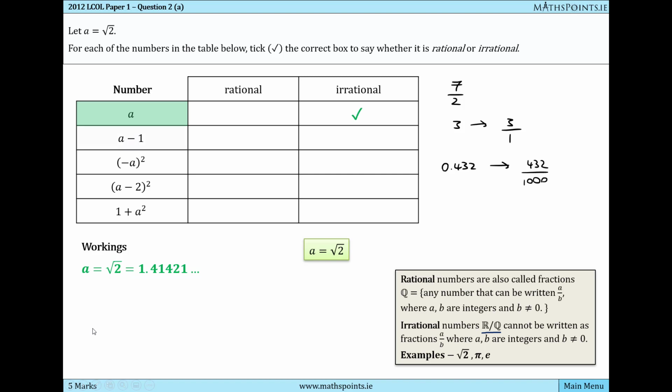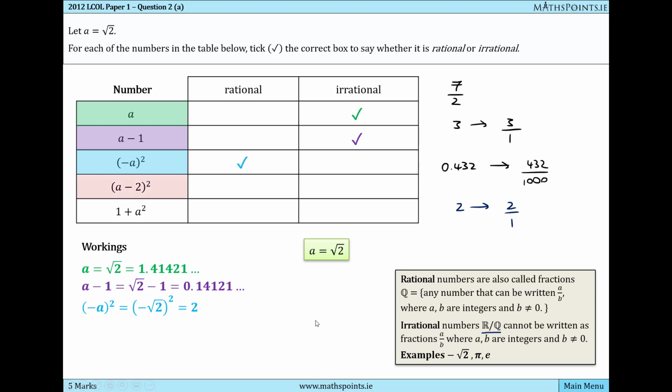A minus 1 is root 2 minus 1, and if you subtract 1 from an irrational number, you're still going to have an irrational number. Minus a squared is going to be minus root 2 squared. Now when we square a surd, we get the number underneath that surd. So minus by minus is a plus, and root 2 by root 2 is 2. And so we get a real number. As we said before, 2 can be written as 2 over 1, which is a rational number. It's a fraction, a over b, where a and b are both integers.